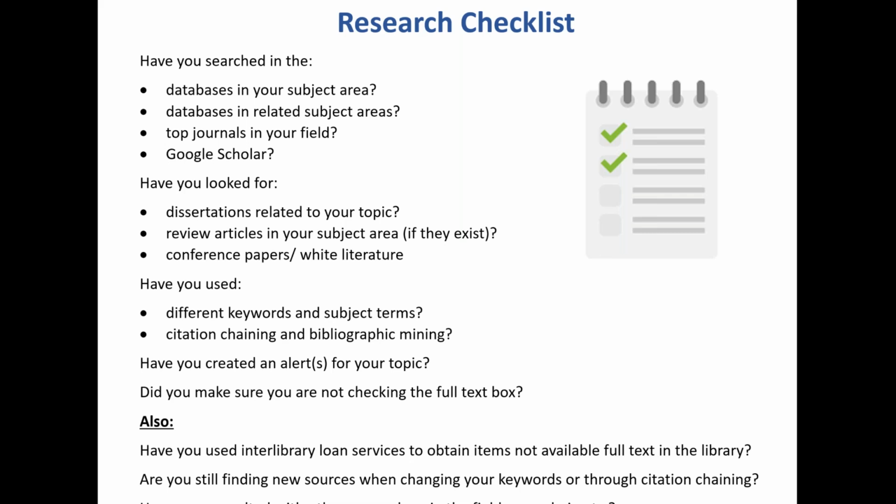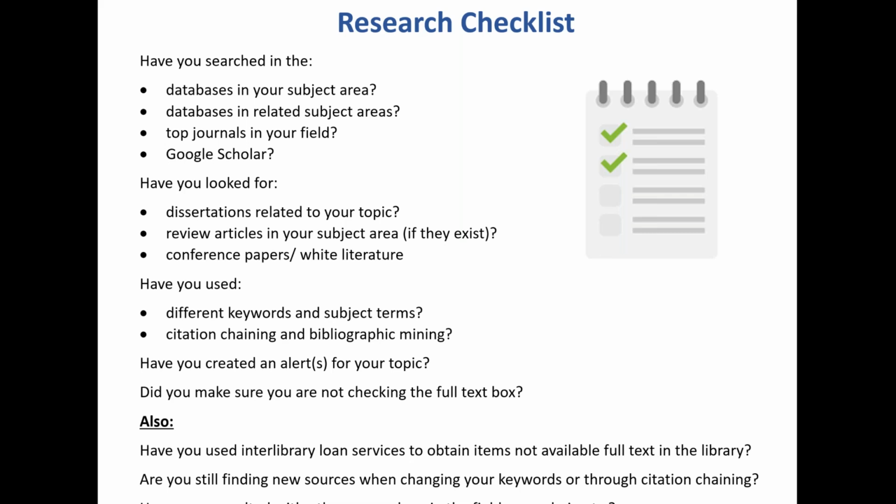So for example, have you searched in the databases in your subject area or in related subject areas? Have you looked at the top journals in your field and done searches there? Have you looked at Google Scholar? And if you keep finding the same citations over and over again, that's usually a good indication that you've saturated the literature. Have you looked for dissertations related to your topic? That's really key, particularly if they're more recent, right?